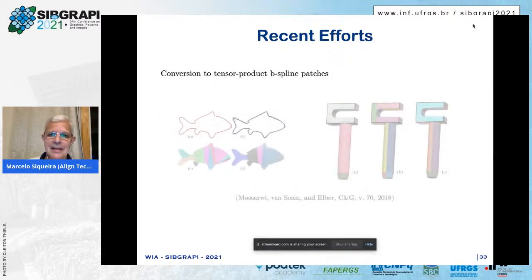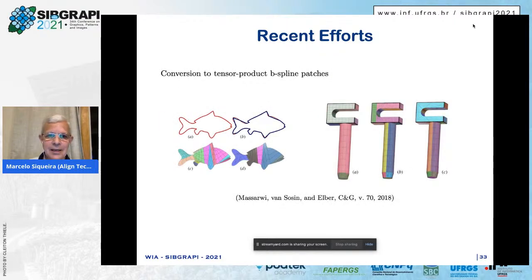So the other option is to stick with tensor product B-spline patches, instead of triangular patches. This is the work that I consider to be probably the closest thing that could be used in practice. But there are a few issues as well. First, instead of using triangular patches, the authors decided to use rectangular patches, which is a very good idea, as I will discuss pretty soon.